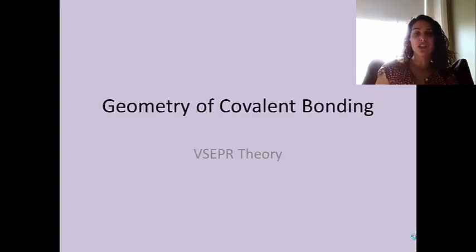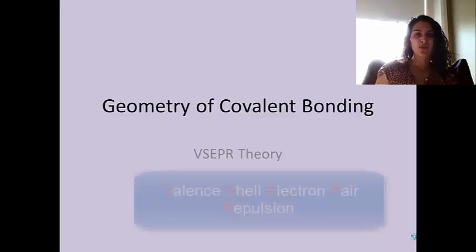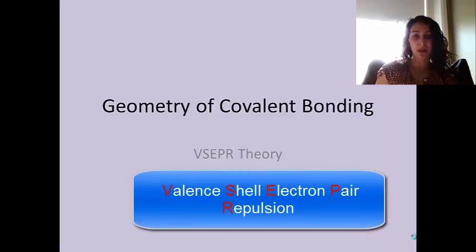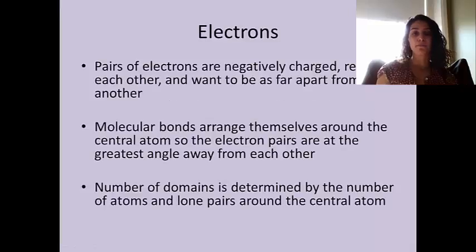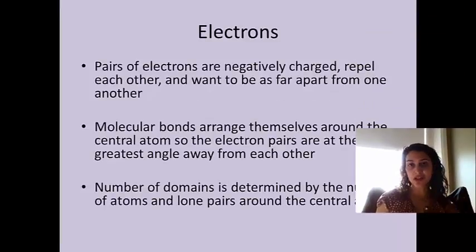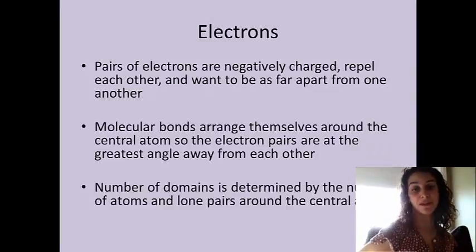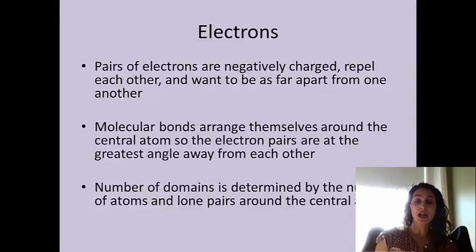Alright, let's talk about geometry of covalent bonding. This is known as the VSEPR theory, and VSEPR stands for valence shell electron pair repulsion. So this is the acronym for this theory. Now this deals with electrons because covalent bonding is all about the valence electrons and how they bond and are shared with other atoms. So pairs of electrons are negatively charged. And due to this same charge, they repel each other because opposites attract and likes repel.